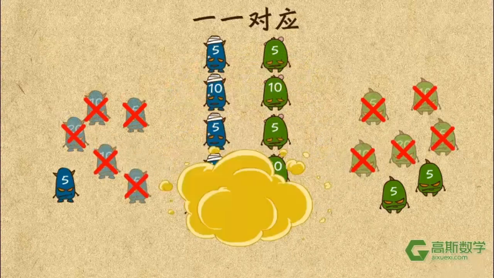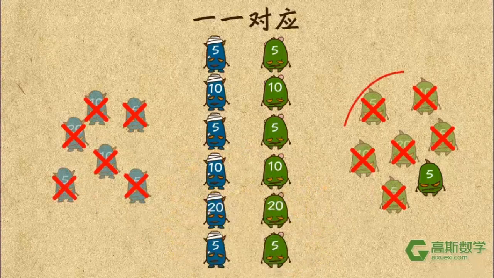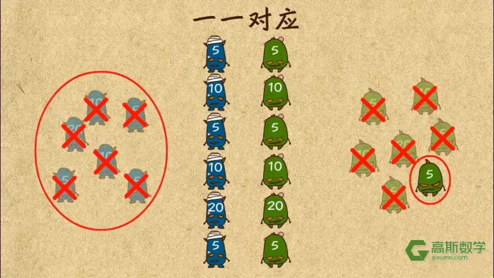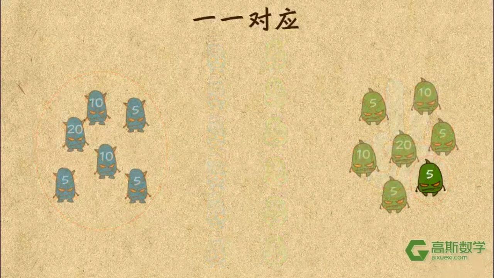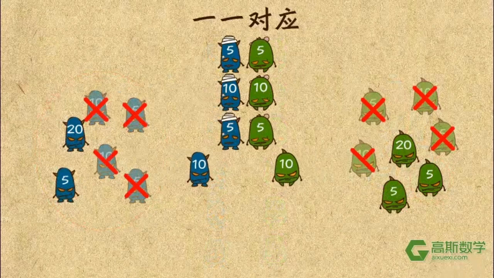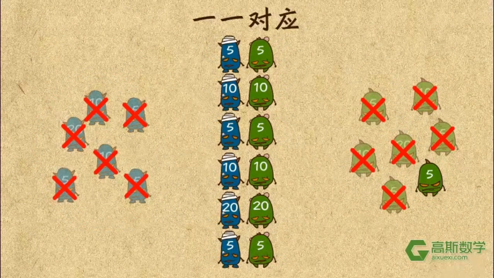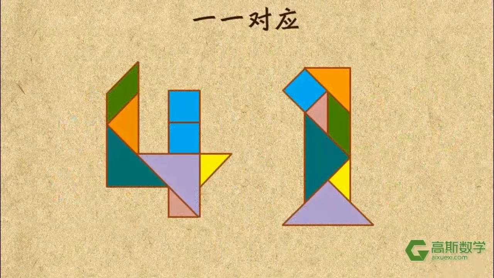This continues, 5 versus 5, 50 versus 50, 12 versus 12, 21 versus 21, until finally, the right side has one monster with a power of 5 remaining, while the left side is wiped out. Clearly, the left loses, and the right wins. In such scenarios involving groups of 5, one-to-one correspondence resolves the outcome.